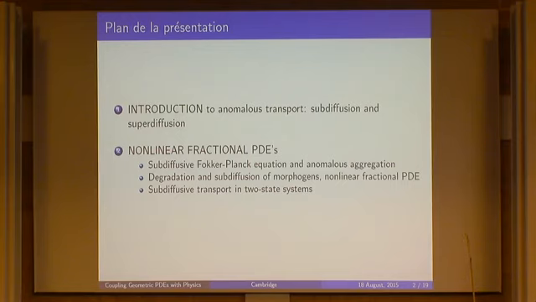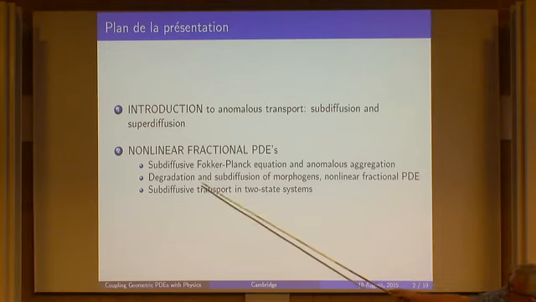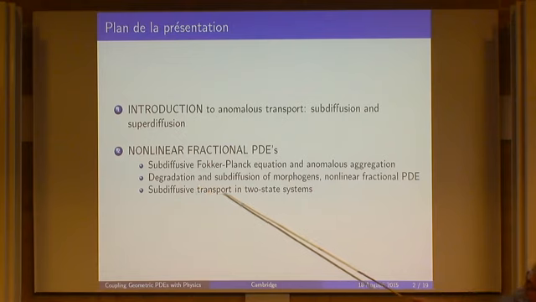First, I will discuss the subdiffusive Fokker-Planck equation as a motivation, which describes so-called anomalous aggregation of particles or cells. Then I consider also the particular problem of degradation and subdiffusion of morphogens. And then, using this example, I will show you how to derive a non-linear fractional PDE. And at the end, subdiffusive transport in a two-state system.